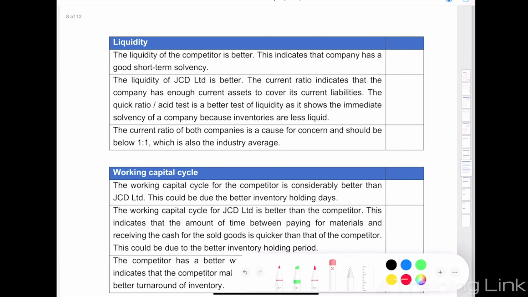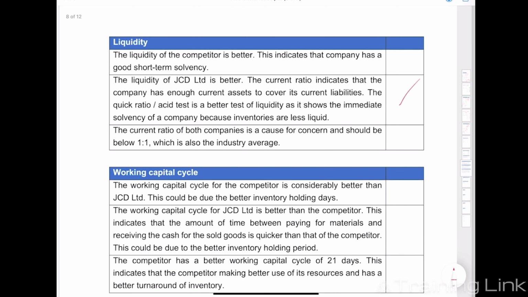So option 2. Let's just discount the third one as well. The current ratio of both companies is a cause for concern and should be below 1:1. Well, you definitely don't want that. You want them both above 1:1. So it definitely wouldn't be the third option.